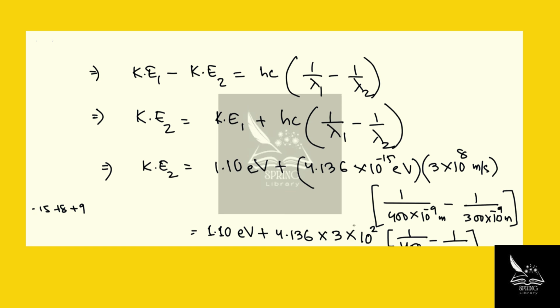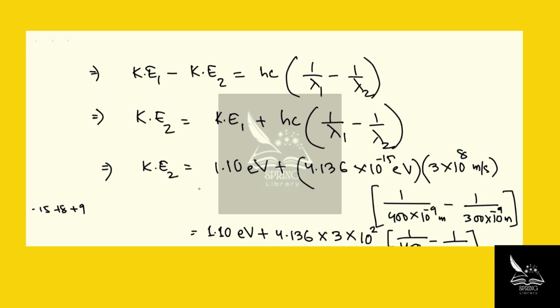Now solving this, you'll get the kinetic energy to be, okay, so there is a sign that I missed. So here it's actually minus. Let me just check again. Yes, so this is minus, minus, minus. Okay, so now solving this equation, we'll get the maximum kinetic energy for the wavelength of 300 nanometer, and that comes out to be 3.14 electron volt.